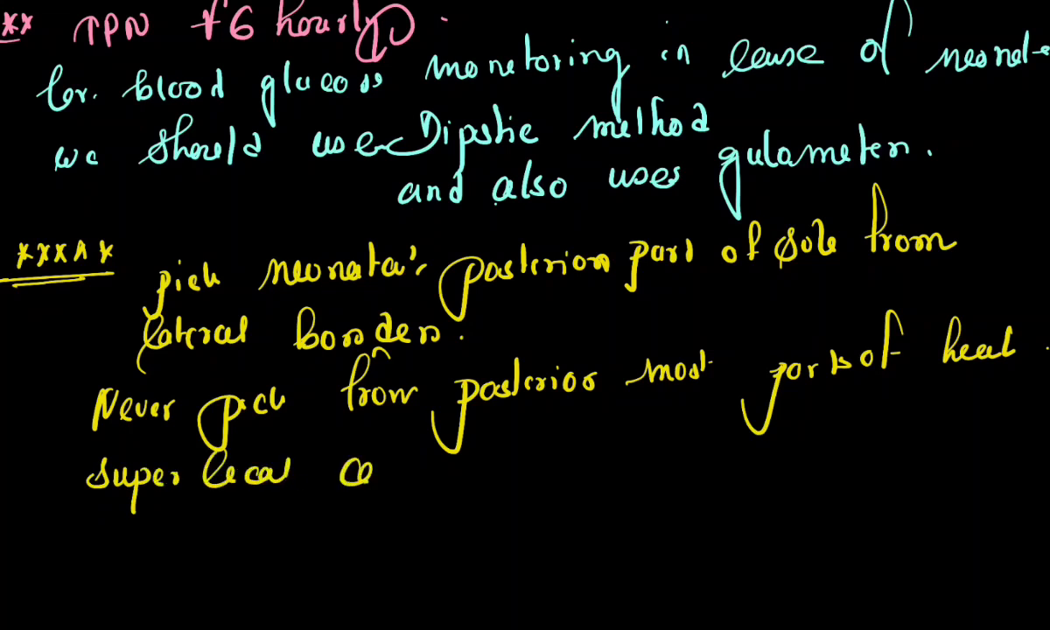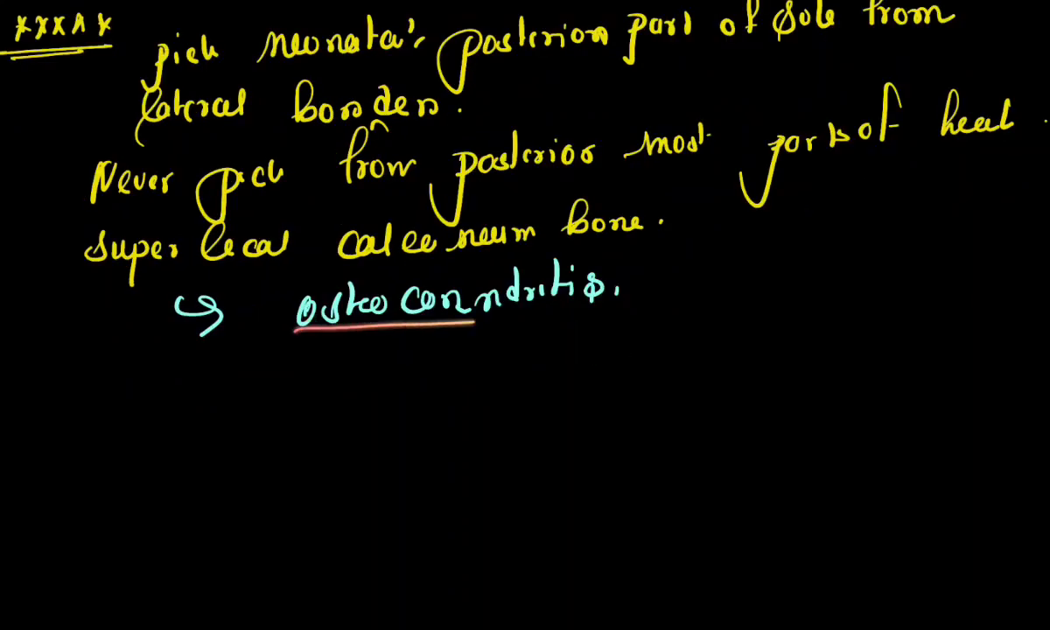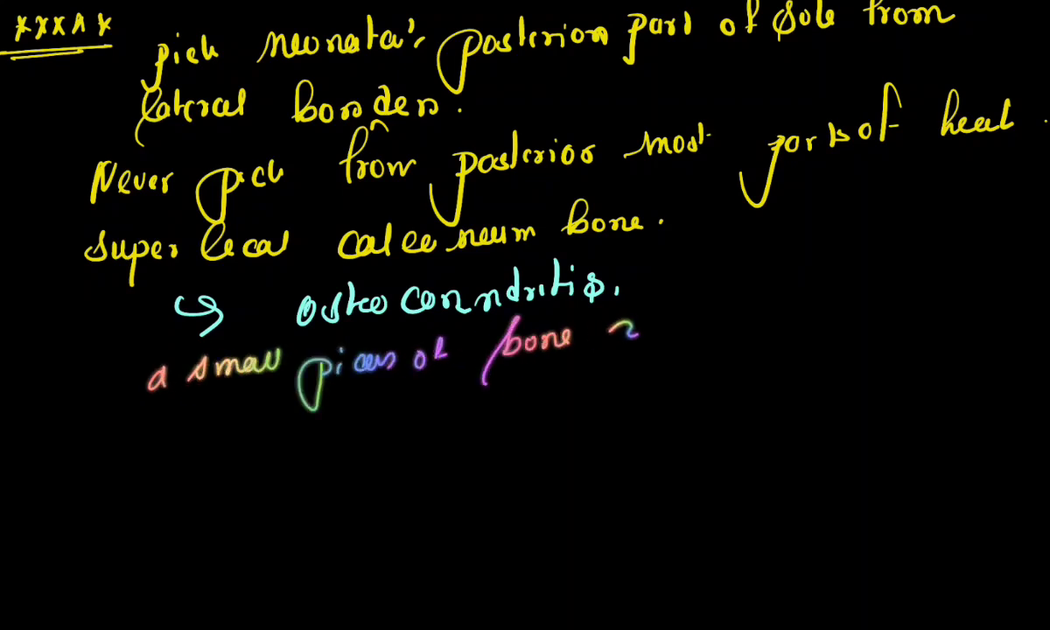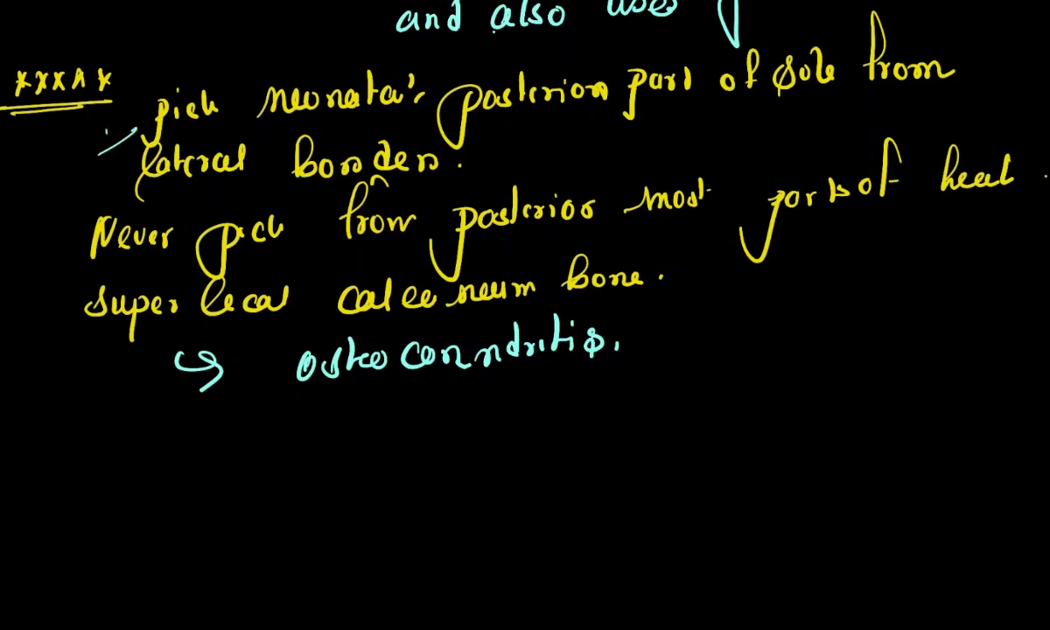superficial to the calcaneum bone, because it can cause osteochondritis. What is osteochondritis? Osteochondritis is when small pieces of bone die due to insufficient blood supply. And always remember, the depth of heel prick is 2.4 mm.